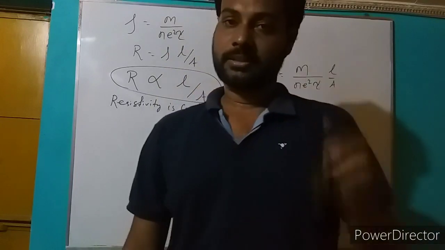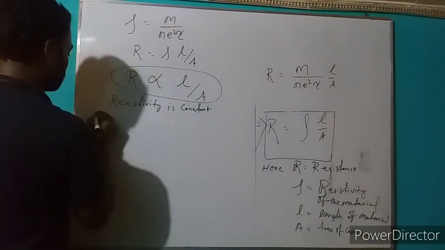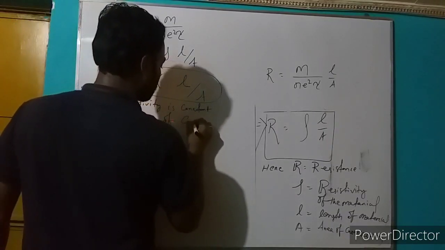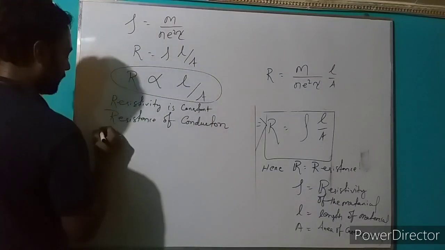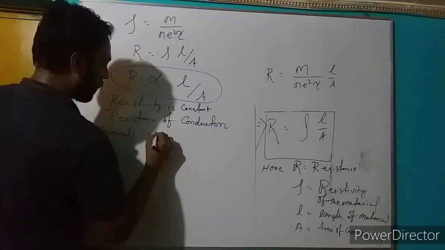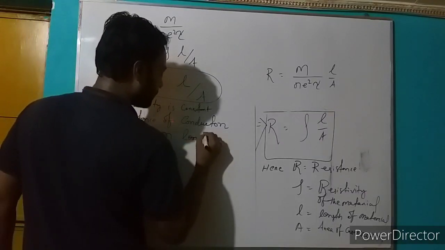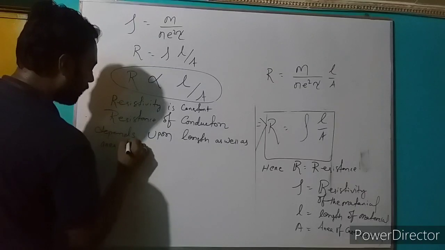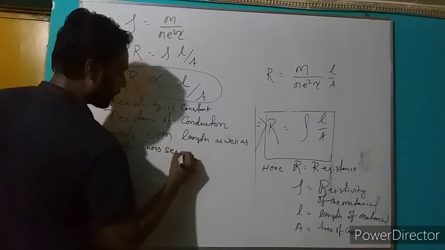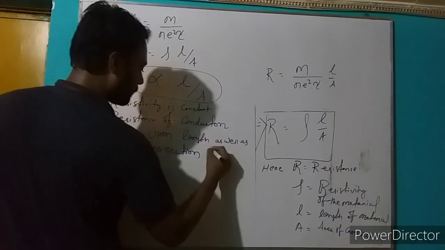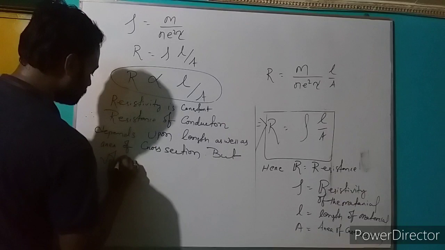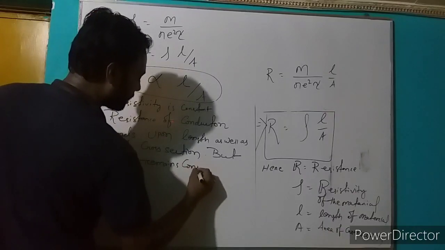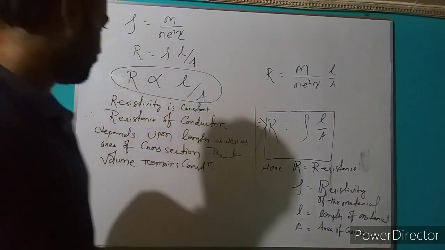But volume remains constant. Clear? Here, therefore, resistance of a conductor depends upon length as well as area of cross section, but volume remains constant. Clear? Now, resistivity.